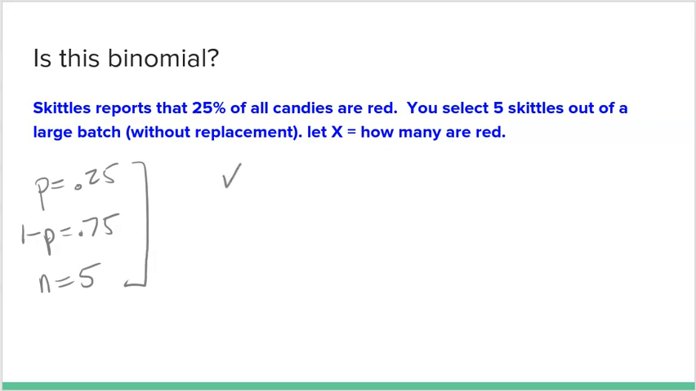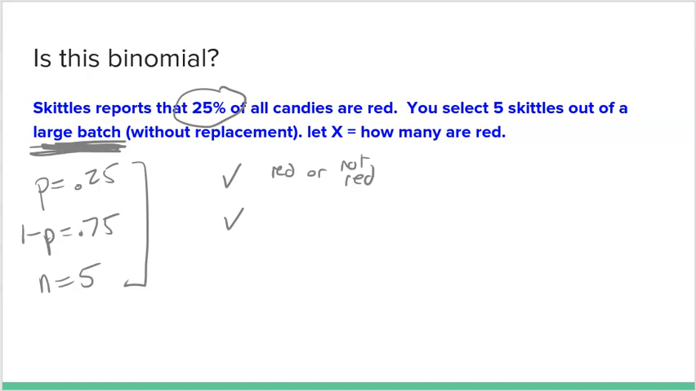But now we've got to check our other conditions. Every Skittle is either red or not red. I like that. That checks out. The probability of success must stay the same. Well, now that's true because I know that 25% are red, and I'm looking at a very large batch. And even if you take one out and it's red, you still technically have a 25% chance of the next one being red. Now, it's a large batch.